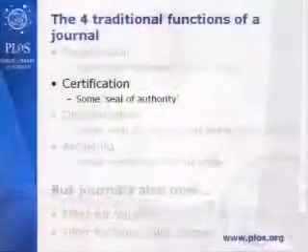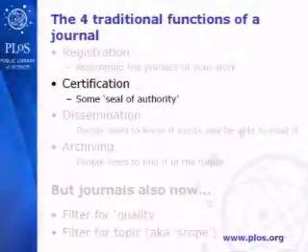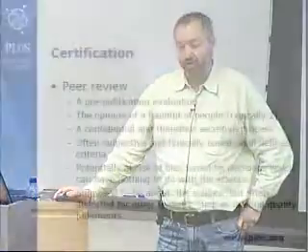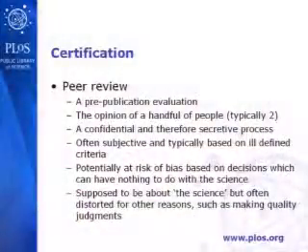So if we take out all those things that I think are easy to do now, you've got these couple of things left: certification, filtering for quality. Certification, that's basically peer review in this setup. So peer review is a pre-publication evaluation of work. It's the opinion of a small number of people, usually a couple of people. It's a very confidential, very secretive process for some good reasons.